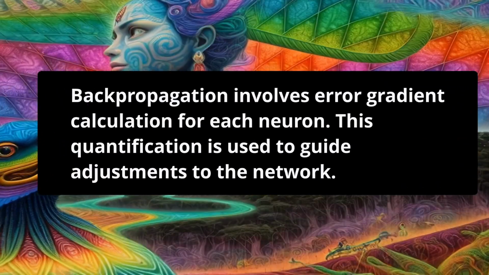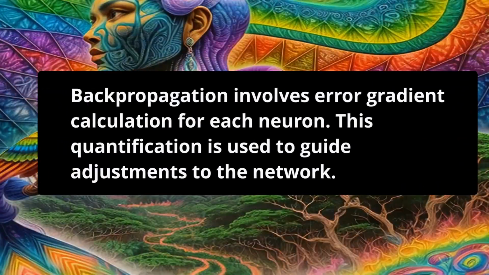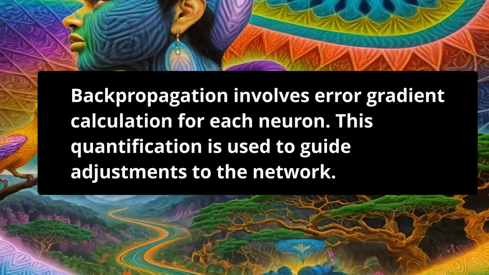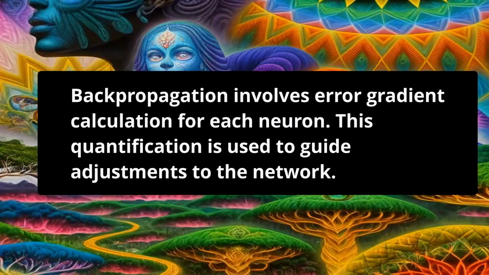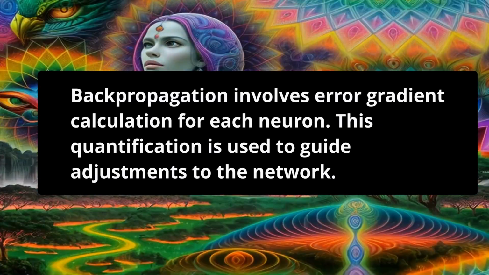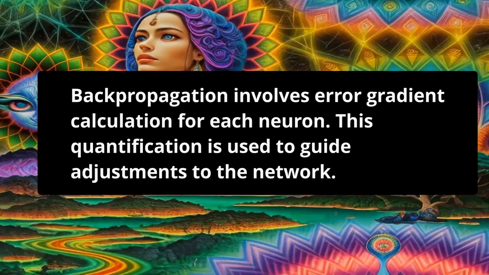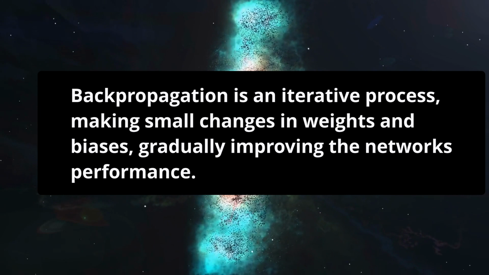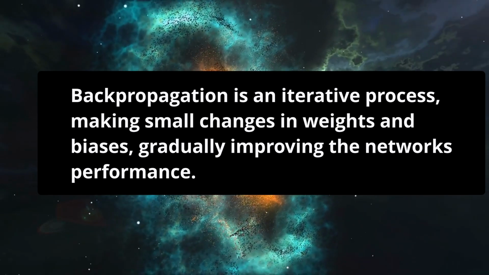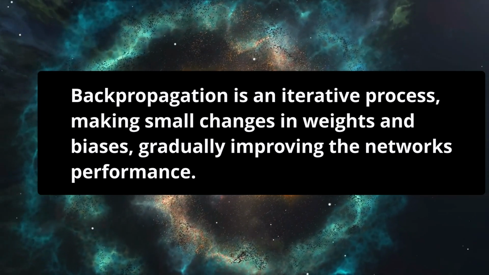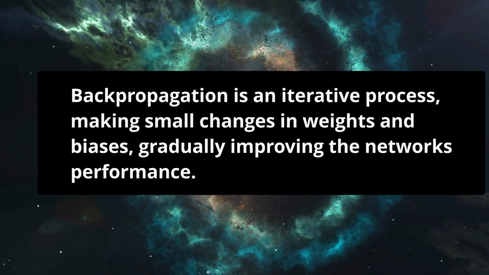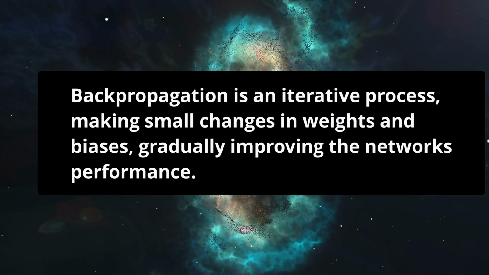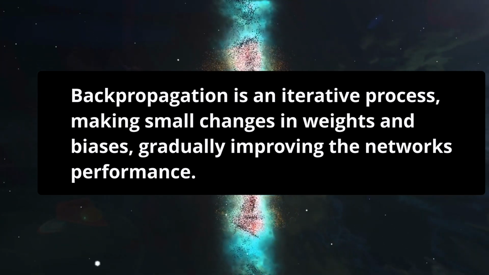2. Backpropagation involves the calculation of the error gradient for each neuron, which quantifies how the overall error is impacted by a change at an individual neuron and is used to update the network's weights. And finally, 3. Backpropagation involves the iterative process of making small adjustments to the weights and biases based on the aggregated feedback from the entire dataset, gradually improving the network's performance and reliability in predictions.